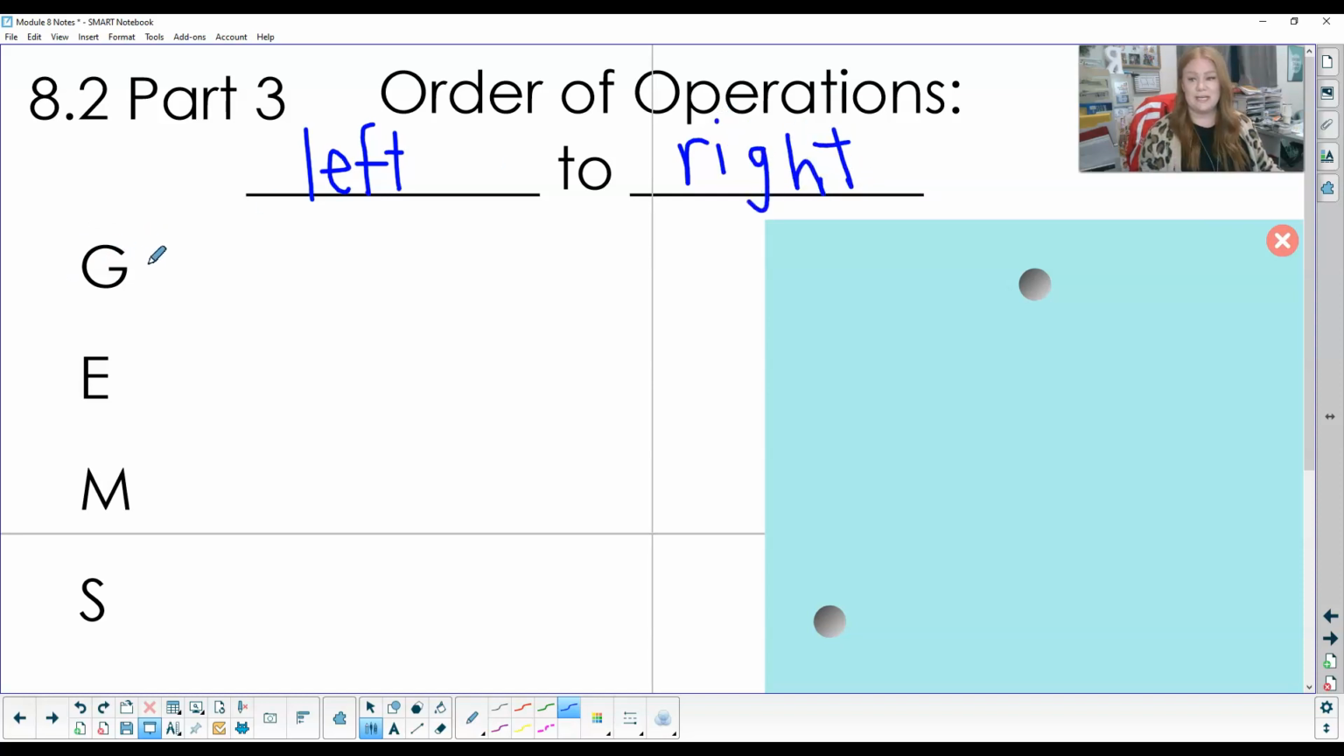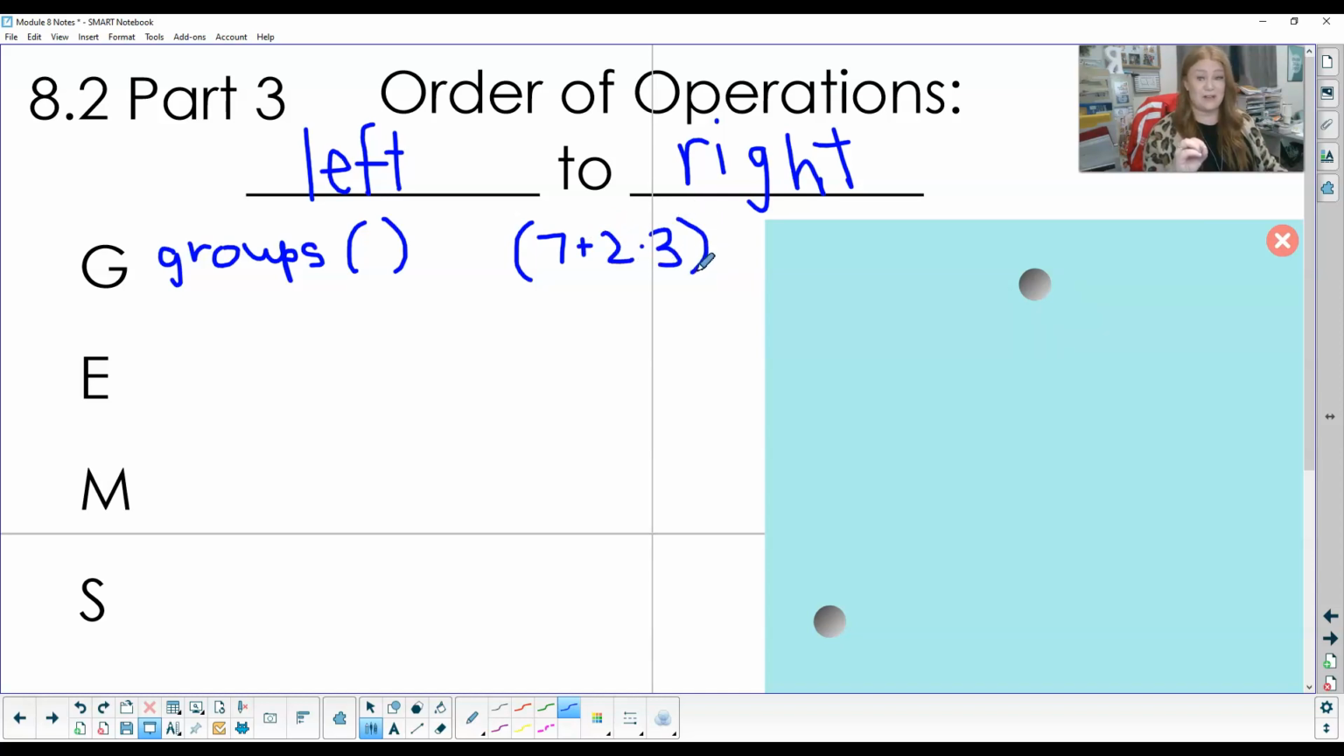So our G stands for our groups. So here's our groups. I should really have typed that, which is anything in our parentheses or brackets. And even inside parentheses, you still have to go left to right. So if you have something that says 7 plus 2 times 3, and it's in parentheses because it wants you to do that first, even inside the parentheses, I follow order of operations.